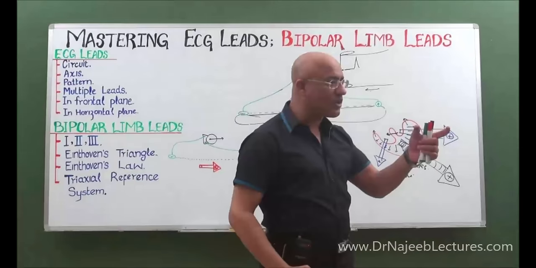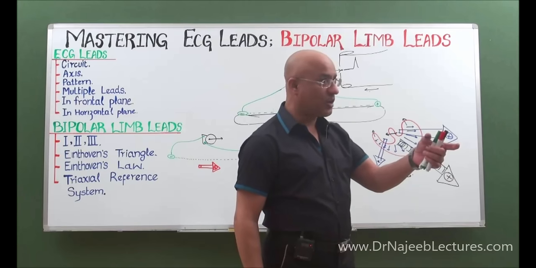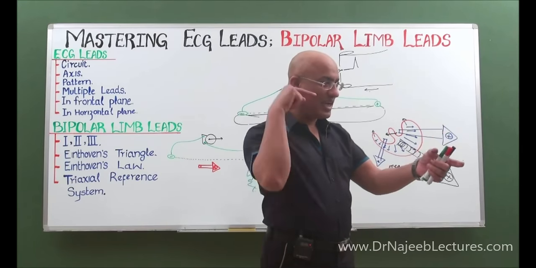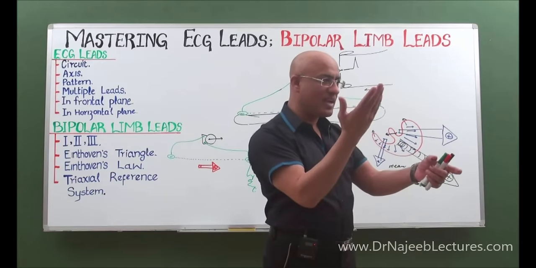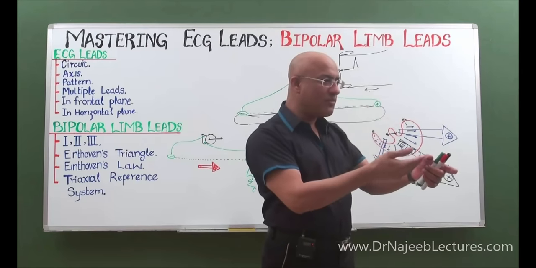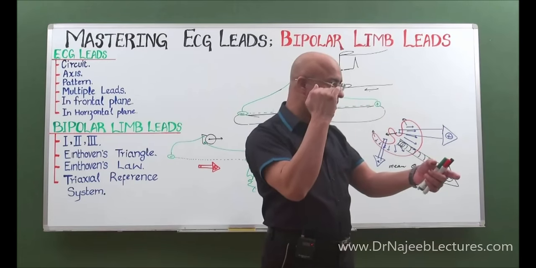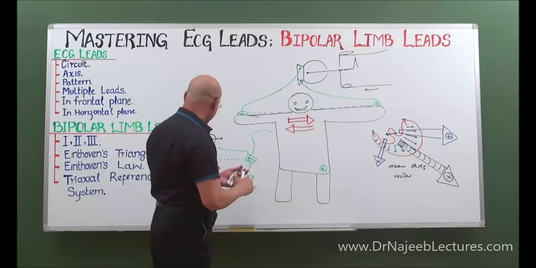So you always remember, the depolarization vector in the heart is like a sexy girl, and the exploring electrode is like a very alert and naughty boy. He is looking at the movement. If the vector is approaching, deflection? Upward. I mean deflection of the needle of the galvanometer. And if the vector is going away, deflection is? Downward.